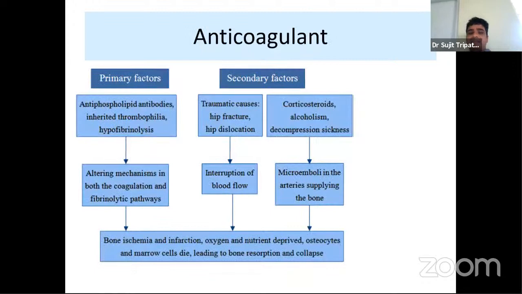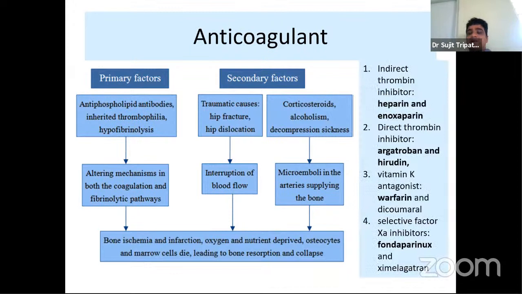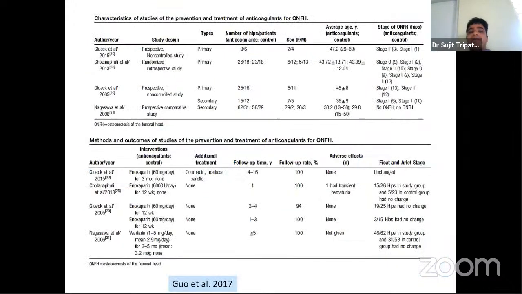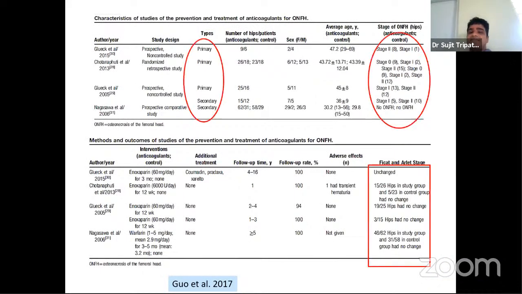Now coming to the second part, that is the anticoagulant. We divide the AVN into 2 parts. One is primary AVN, where there is a coagulation defect, particularly in antiphospholipid antibody syndrome, inherited thrombophilia, and hypofibrinolysis. Here, actually, hypercoagulation is the main pathway, and the secondary factors are like trauma, corticosteroids and alcoholism. So all these anticoagulant variants, starting from heparin to fondaparinux, are applicable only in case of primary osteonecrosis of the femoral head. That means in patients where there is a fibrinolysis defect.